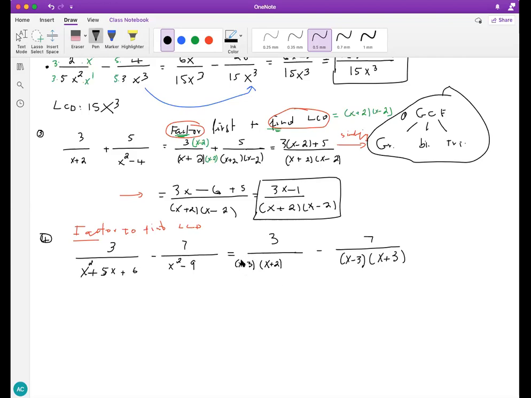Start with the first one. This one is missing something that this one already has. What is it? This denominator here is missing something from here. x minus 3. Exactly. This one needs to have that x minus 3 as well, so I'm going to put it right here.